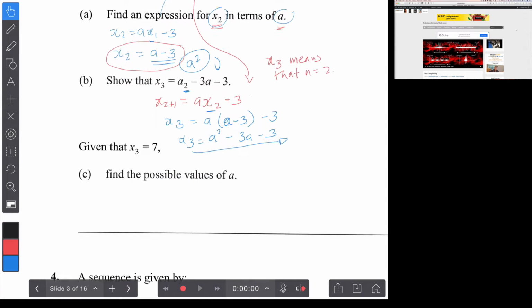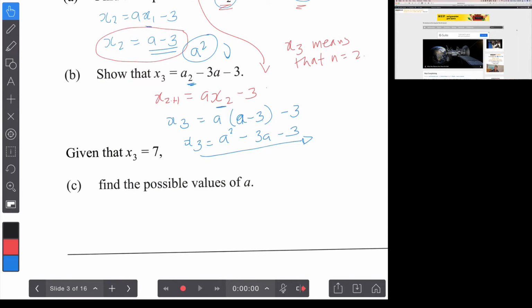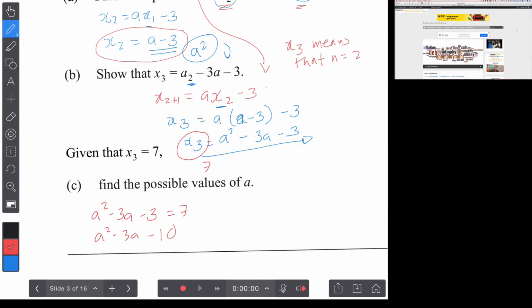Okay, and then if x3 is 7, find the possible values of a. So x3 is 7, we just make this a 7. So basically a squared minus 3a minus 3 equals 7. A squared minus 3a minus 10, because the 7 comes this way and becomes a minus 7. Minus 3 minus 7 is minus 10, and this is equal to 0.